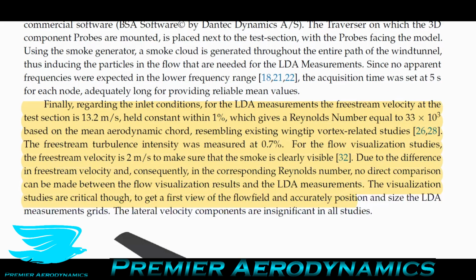They also then said that with their LDA measurements, their free stream velocity was 13.2 meters per second. So they gave a Reynolds number of 33,000, and turbulence density was 0.7%. However, for the flow visualization studies, so their smoke and their laser, their Rayleigh scattering, they put the free stream velocity to only 2 meters per second. The reason why is because as you increase the free stream velocity, the smoke will become harder to see. So they wanted to make sure they could see it, so they put it at 2 meters per second. Now we actually make a system that does this, and we can go much higher than that because we've tailored it for that. Anyway, moving on.